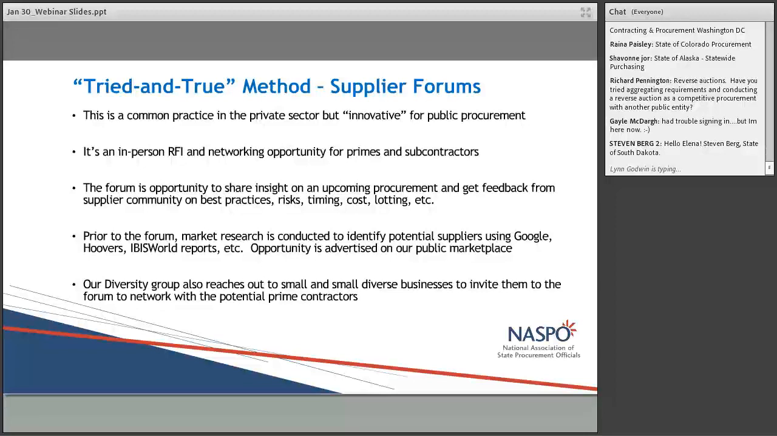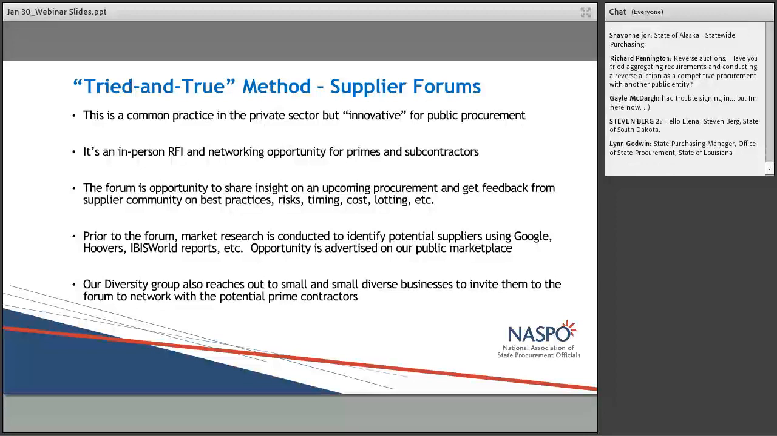So if we're doing a forum for janitorial supplies, for example, they'll reach out and they'll also brainstorm on what other markets of small and small diverse could be applicable here. You know, are there small courier services, delivery centers, marketing firms, et cetera? And they'll reach out to them and invite them to come to this forum. So we found that it has a tremendously positive impact on our small diverse business program because of this extra effort on the front end.